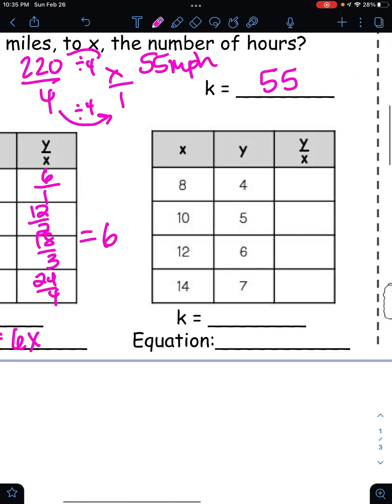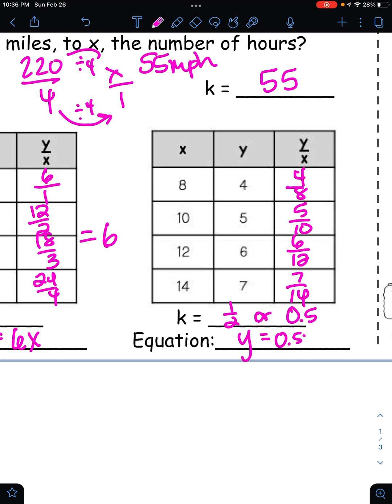Same thing here. Y over x: 4 over 8, 5 over 10, 6 over 12, 7 over 14. Okay, your k is just 1/2, or you can write it as a decimal, 0.5. So again, when we write this using y equals kx, that's y equals 0.5x, or you can write y equals half of x.